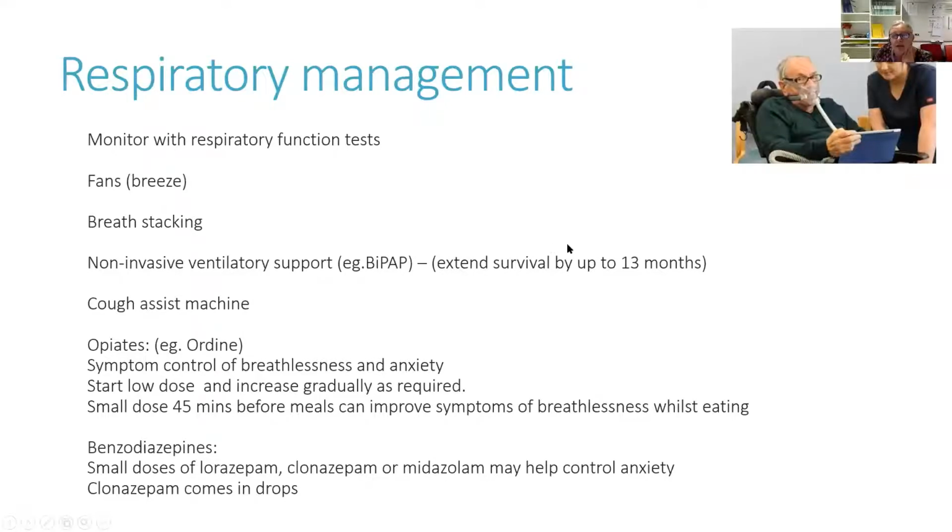So if we look at things like respiratory management, it's important to monitor your respiratory function regularly with lung function studies. But there are other things that we can use besides medication to manage your respiratory function. I'm a big believer in creating breeze. So if you have some shortness of breath, just having a slight fan going to create that breeze, or the window open slightly, just to get that air blowing past you. And it's best if it blows past you rather than directly at your face.